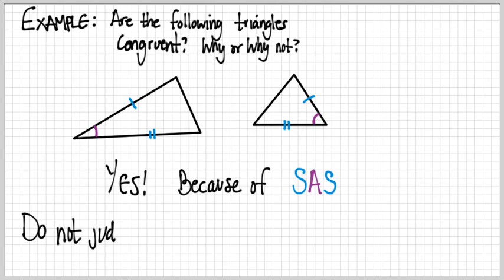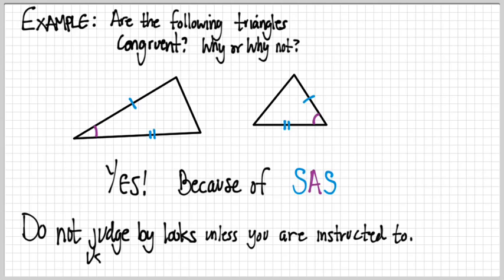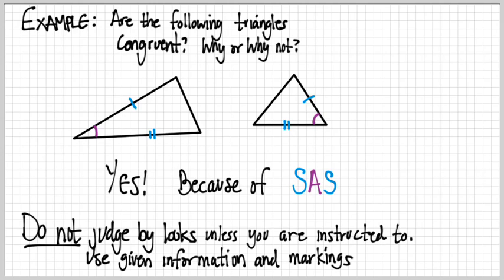Something that is really important to remember when looking at congruence and stuff like that in higher level math: we don't judge by looks, unless we're told to. We use the given information and markings, and by these markings, we know that these triangles are congruent. So, for example, if we were told that this length here was 5, then we would know that this length here is also 5, and so on and so forth.